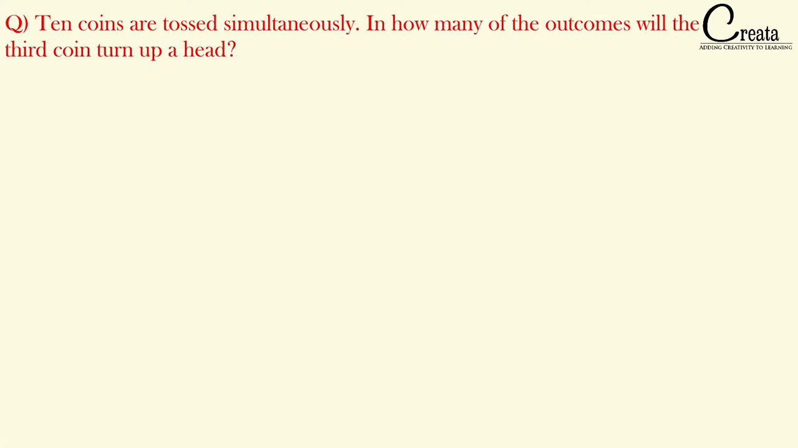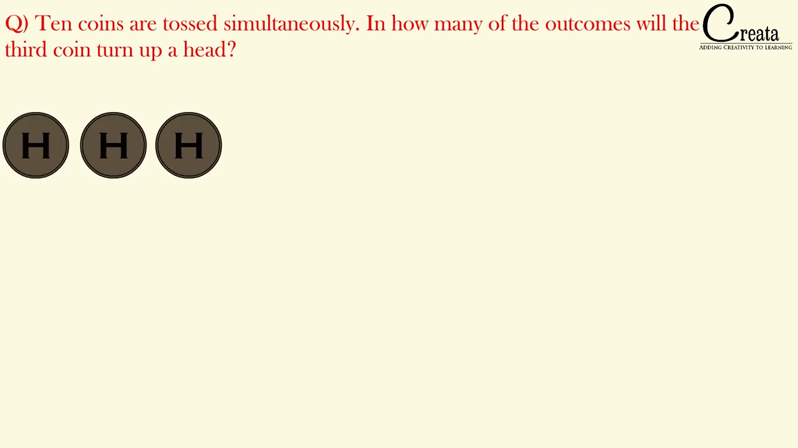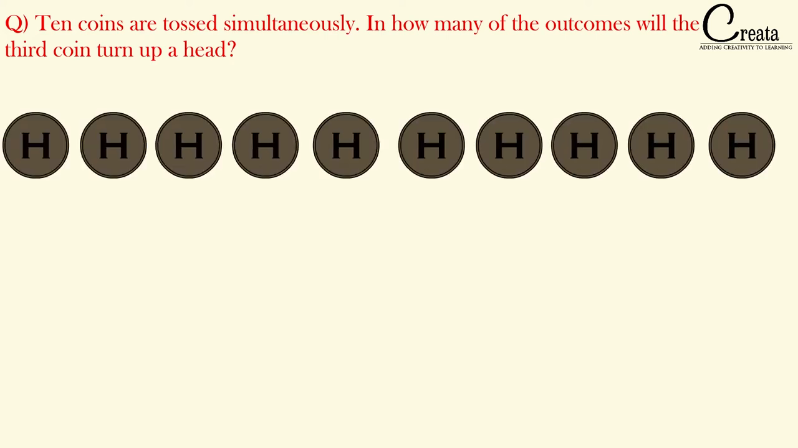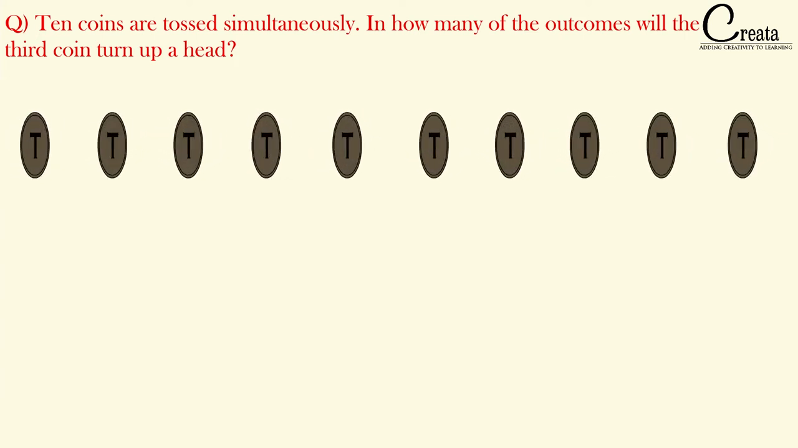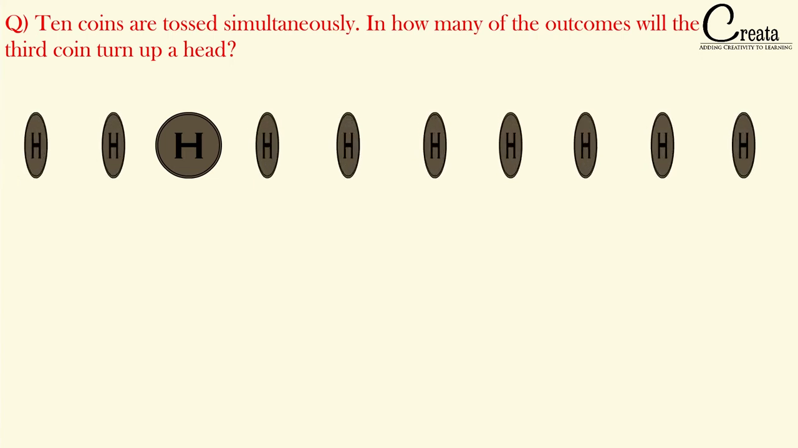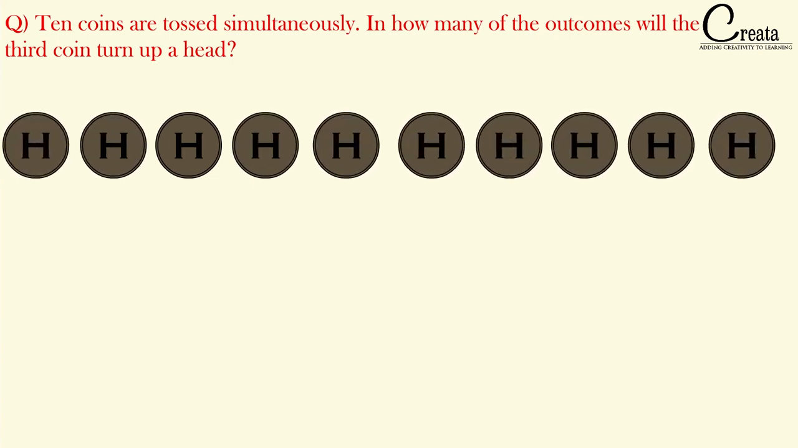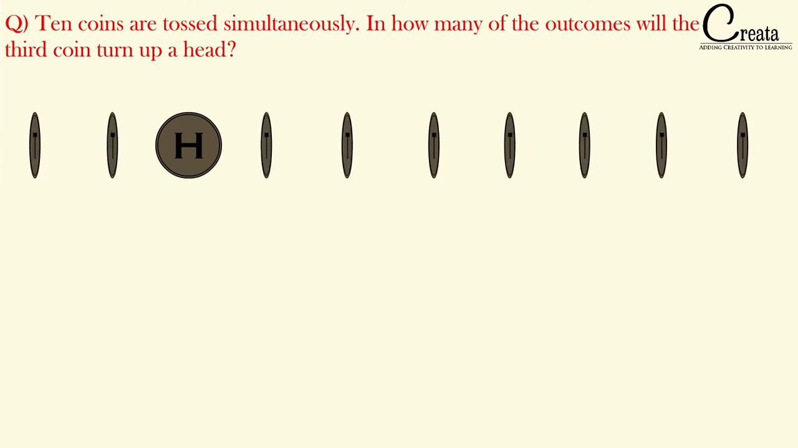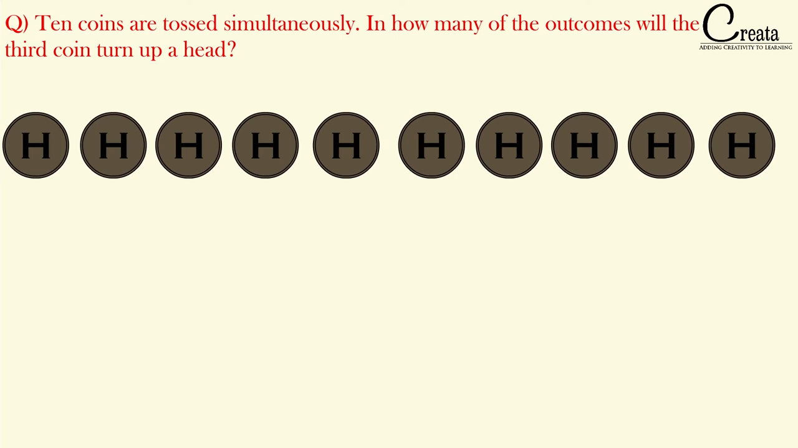Let's approach the question. In the question, 10 coins are given and we have to toss these 10 coins simultaneously. And we have to calculate in how many of the outcomes the third coin will turn up a head. Okay, we have to calculate the number of ways in which the third coin will be a head and all the other 9 coins can be head or tail. That does not matter, but the third coin should be head. Okay. This is the logic given in the question.